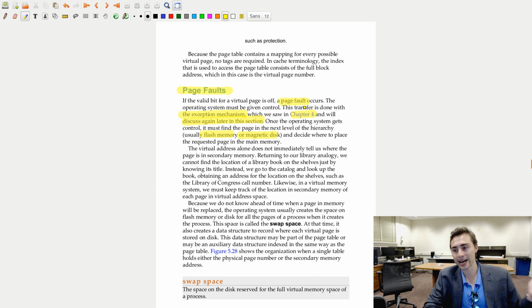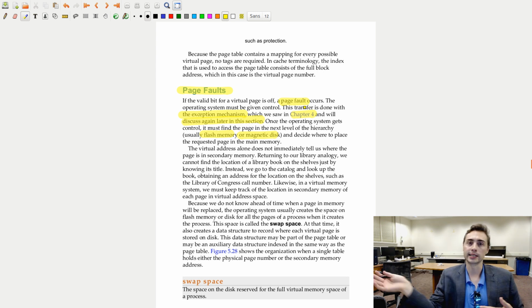Similar to the cache, if we get a miss in the cache, you can think of the page table as a similar process where we miss in the page table and then we have to go to memory. Or not go to memory, we have to go to the disk.